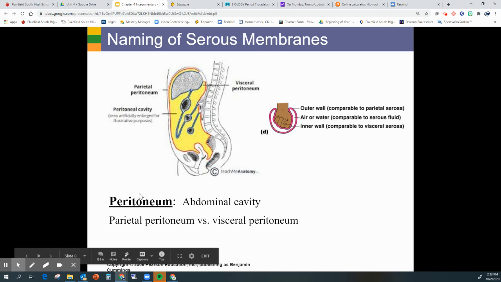There's also another one that's referred to as the peritoneum. So this is the abdominal cavity's membrane, right? Goes around the outside. Again, you've got a parietal peritoneum and a visceral peritoneum. So the parietal peritoneum actually lines the cavity itself, and the visceral peritoneum attaches to all the organs that are on the inside of the cavity.